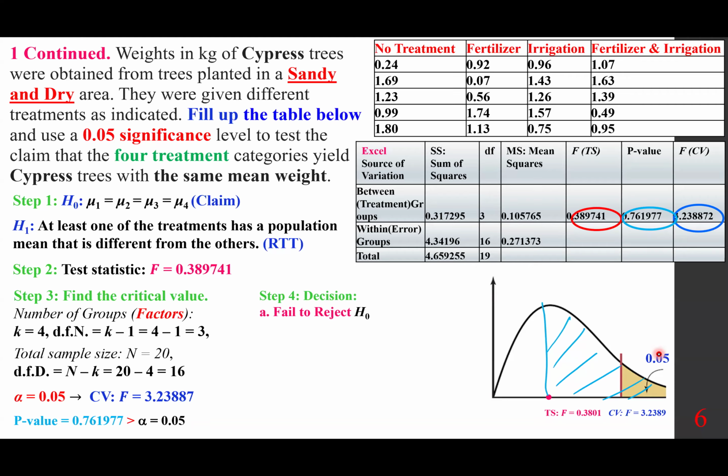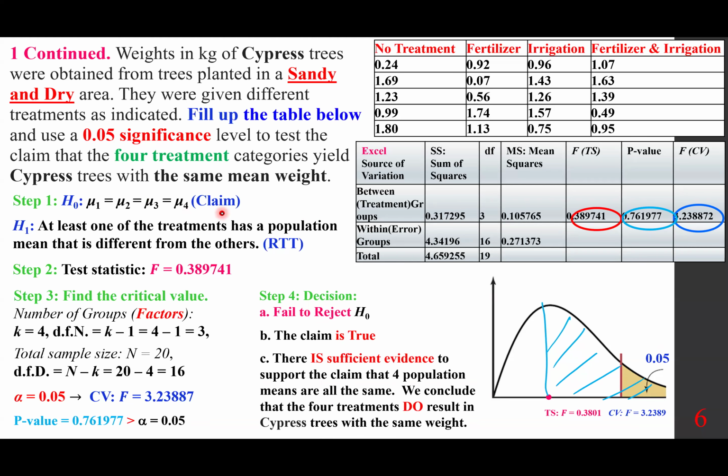So now we go back to the very first step. If we are not rejecting H0, we are not rejecting the claim, so the claim becomes true, and then we restate as follows. There is sufficient evidence to support the claim that the 4 population means are all the same. We conclude that the 4 treatments do result in cypress trees with the same weight. Okay.